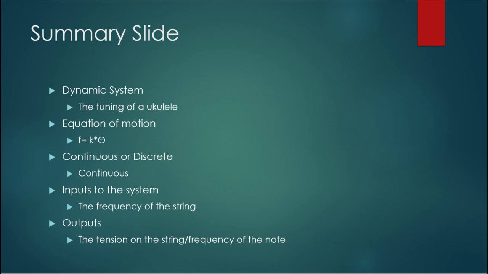The dynamic system is the tuning of a ukulele string. As shown, the equation of motion is frequency equals some constant k times the rotation of the peg. The system is continuous since there are an infinite number of possible frequencies that the string can play. The input of the system is the frequency of the string. The output of the system is the tension on the string, which corresponds to the frequency of the note played.